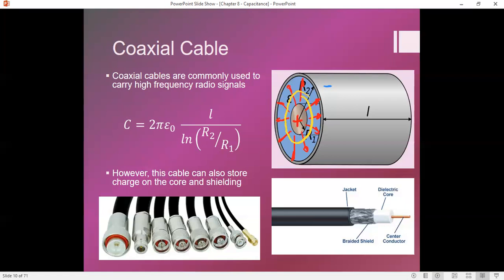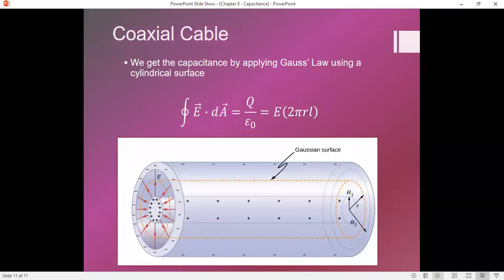Well, if we think back to some of our relationship between voltage and electric field, the electric field lines follow the gradient of the voltage. So you can get this expression here. It's a little bit complicated how we arrive at that. So let's take a look at our coaxial cable. Again, here's Gauss's law right here.